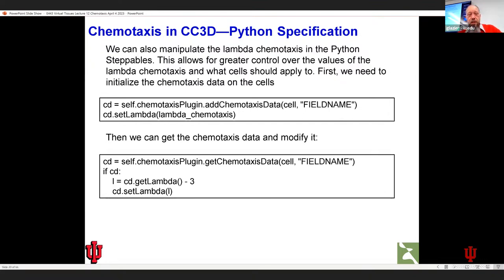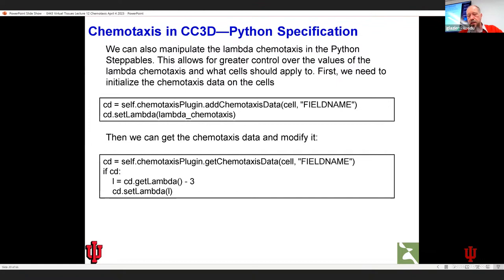And so here I have an example, which is CD equals self.chemotaxis plugin.add chemotaxis data, and then the ID of the cell, and then the name of the field. So that's coupling the cell and the field name to each other. Once I have that reference to the chemotaxis data, I can set the parameters, for example, cd.set lambda, and then give it a lambda chemotaxis. Then I can change the value of lambda chemo and I can change other parameters though.